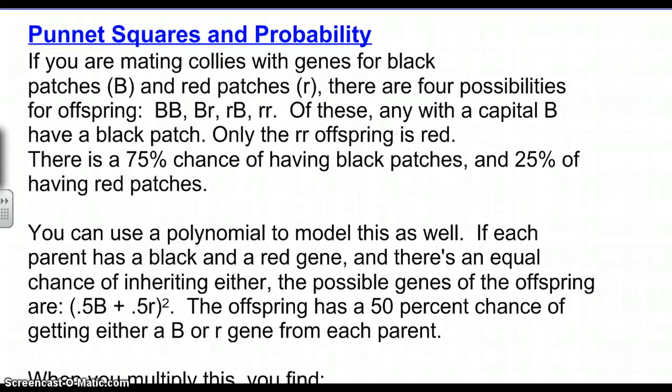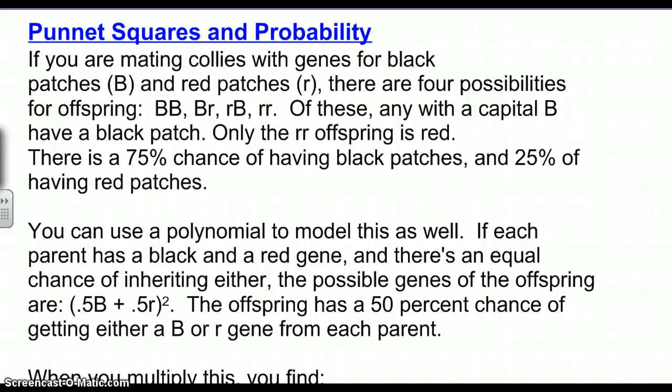And the last thing we're going to look at in this section is Punnett squares and probability. I don't know if you've done these in science yet with genes and the probability of having an offspring with certain characteristics, but they're looking at a problem here where you're mating collies with genes for black patches. They call that a capital B gene, or red patches, a small r gene. And there are actually 4 possibilities for the offspring. They can have 2 genes that are capital B's. They could have a capital B and a small r. They could have a small r and a capital B, or they could have 2 small r's.